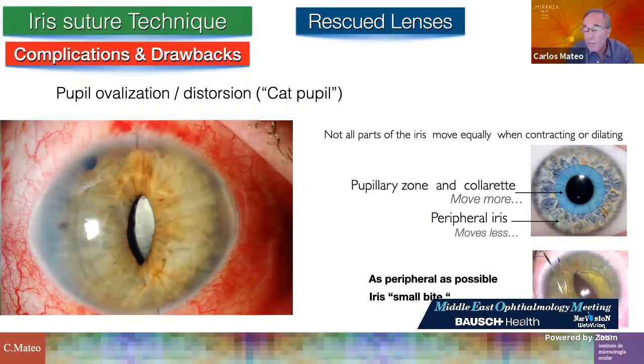But of course, the iris suture technique has some problems. Perhaps the worst problem for me is the pupil ovalization or distortion, the typical cat pupil. Remember that not all parts of the iris move equally when contracting. The pupillary zone moves more, the peripheral iris moves less, and then you have to put the suture as peripheral as possible using a small iris bite.